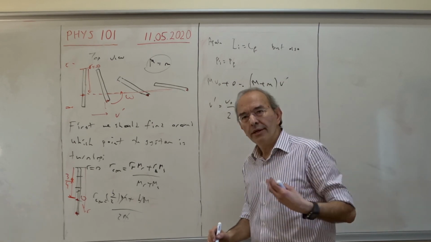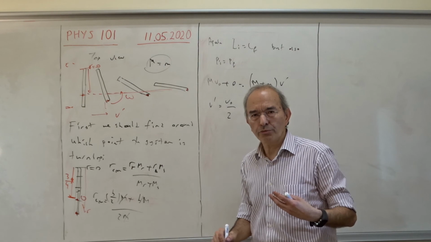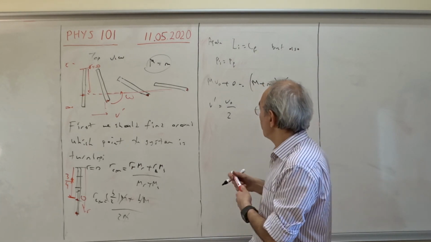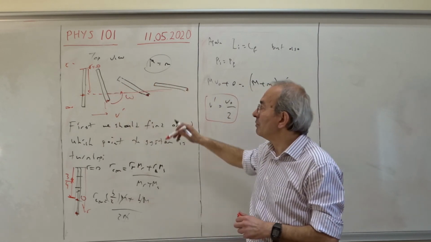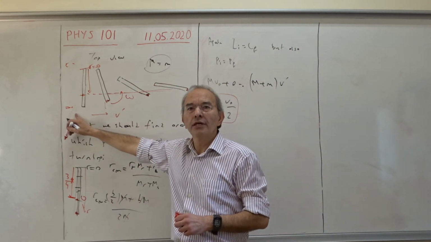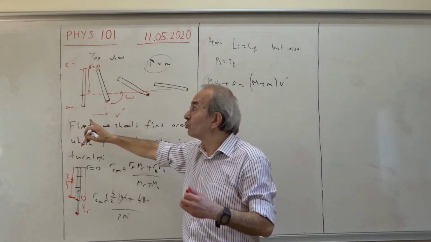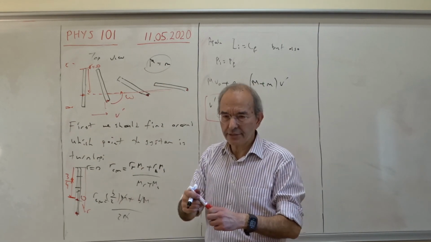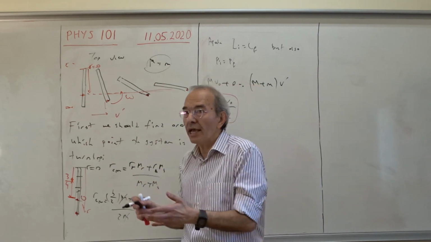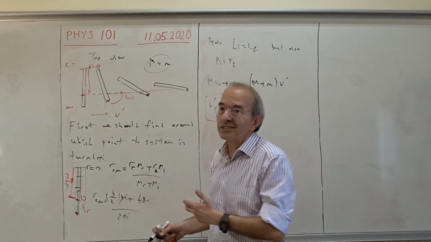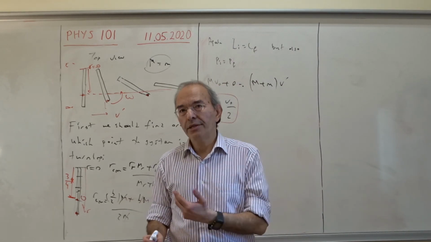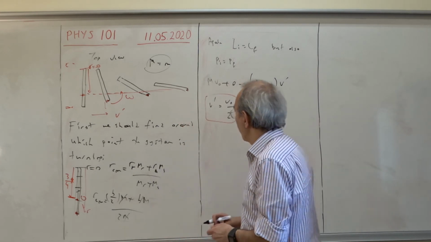This is the linear motion part of the problem. V prime is V0 over 2. First of all, this center of mass now will move at half of the speed of the bullet because we assumed they have the same mass. Otherwise, of course, in real cases, the rod is much more massive than the bullet, so the final speed will be much less than the initial value V0.